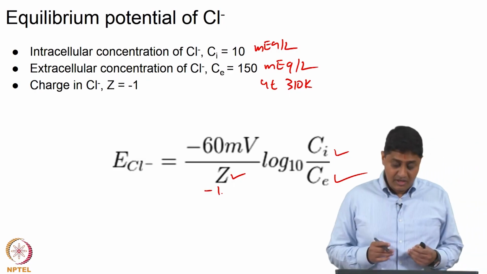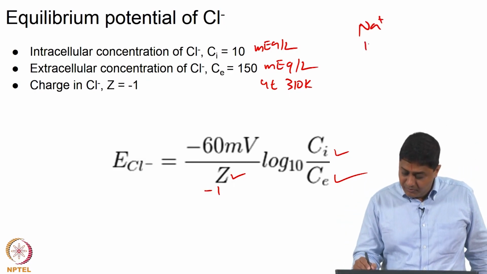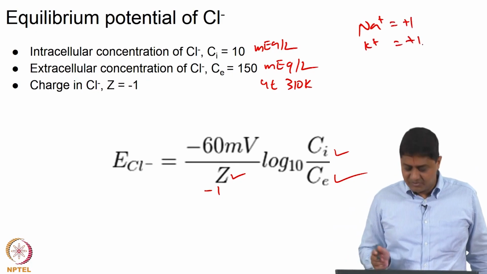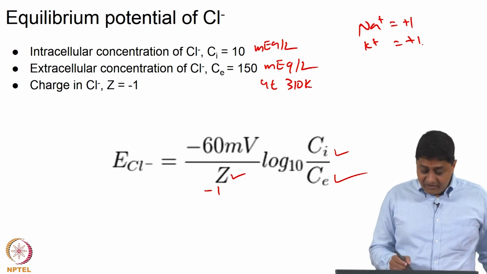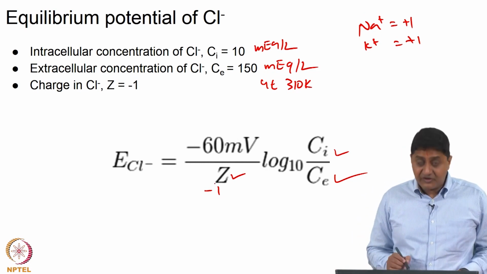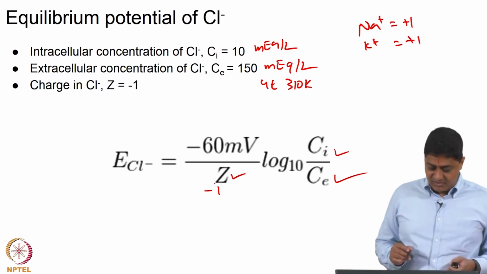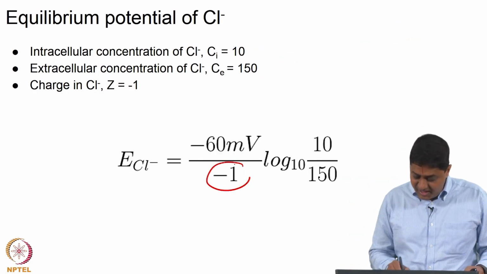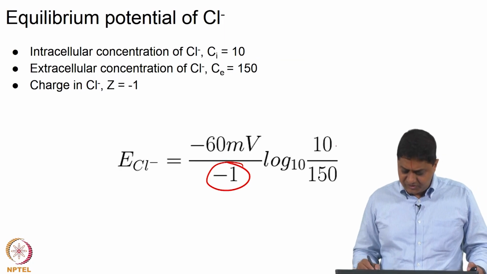So this is crucial. When it comes to sodium and potassium, since Z is plus 1, we did not really care to substitute that because anything divided by plus 1 is the same, it does not really matter. However, when it is chloride, it is important for you to substitute this as minus 1, not as 1, because then the answer will be very different, right. So I am substituting minus 1 and proceeding to solve this problem.